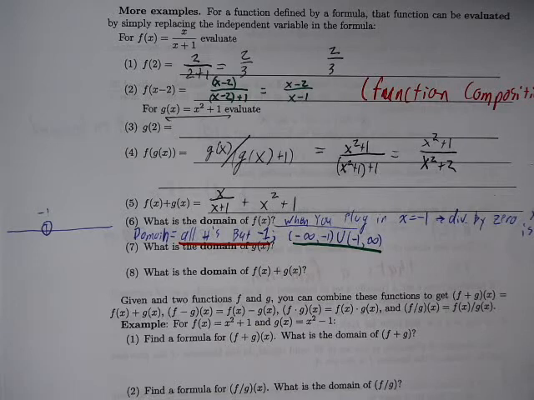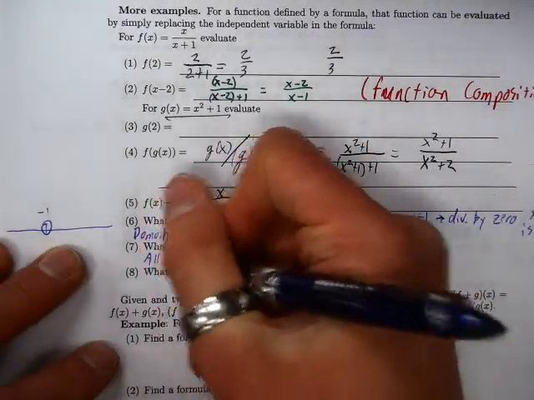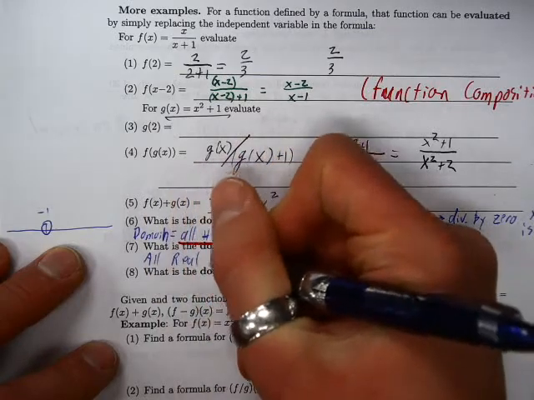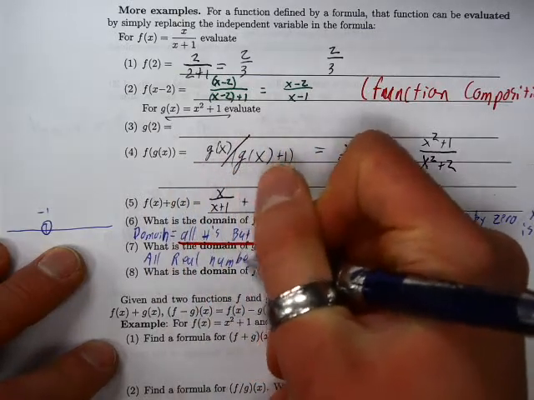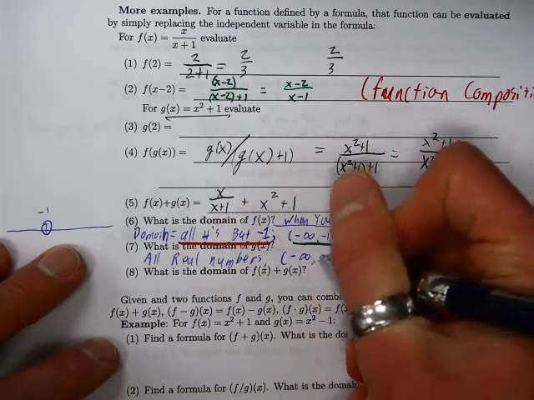Well, let's see. G of x requires you to take x, square it, and then add 1. Is there any number that you cannot square? No, you can take any number and multiply it by itself. You'll always get a number. Is there any number you can't add 1 to? So nothing bad happens. There are no bad numbers. The domain of g is all real numbers. Or if you like interval notation, -∞ to infinity.